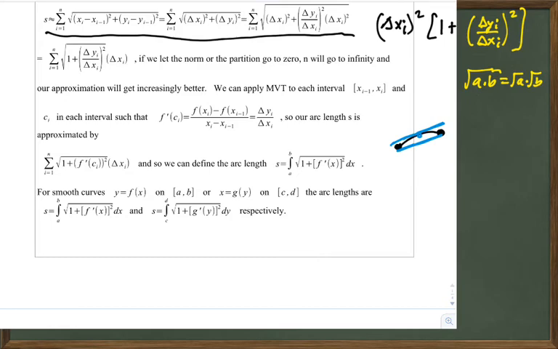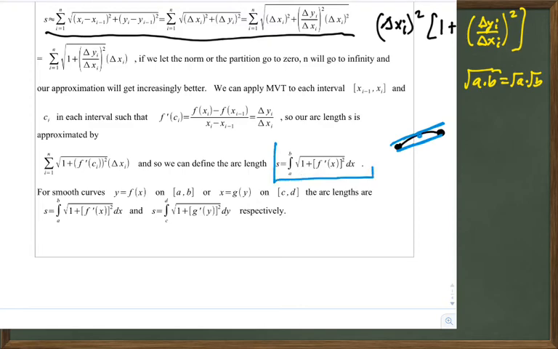So our arc length S is approximated by, okay, the sum i equals 1 to n, of the square root of 1 plus, and so what we're going to do is use f prime of c sub i squared because of the mean value theorem, okay, so that gets the derivative involved, and then times delta x_i. And so we can define the arc length to be the limit of this sum, so the delta x_i becomes the dx, the f prime of c sub i will just become f prime of x, and so you have your arc length formula there. So here's our arc length formula.